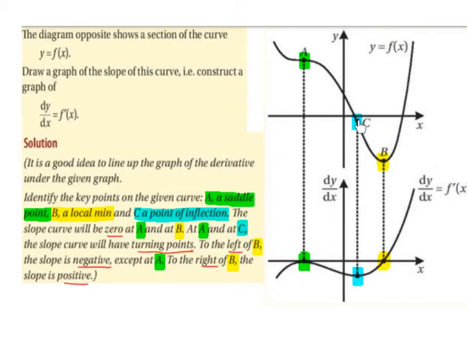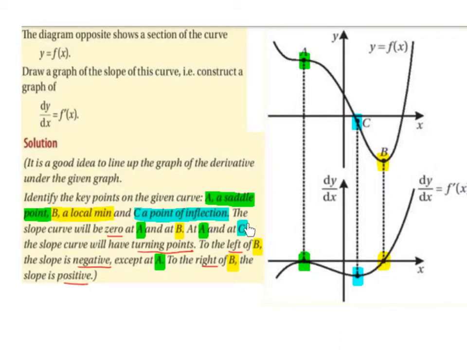And at C we have a point of inflection. We have concave downwards and then concave upwards either side. The slope curve will be 0 at A and B. So at A, where we have a horizontal line, a horizontal slope, a slope of 0, we know that our slope curve will touch off the x-axis. And likewise at B, where we have a slope of 0, a horizontal line, we will also touch off the x-axis.